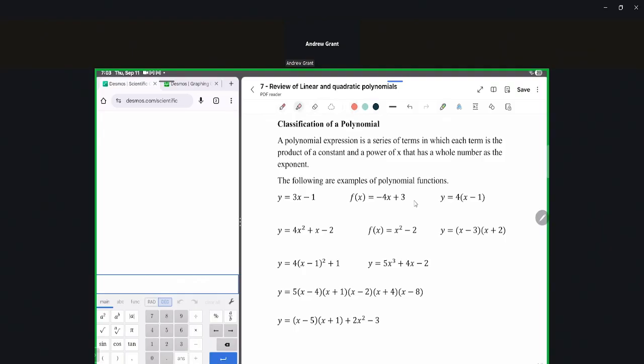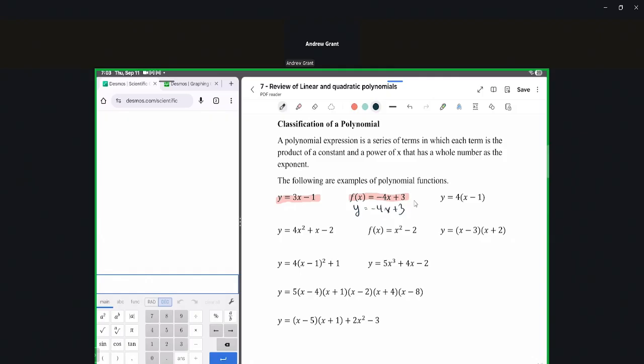So you can see here we've got y equals 3x minus 1, f of x equals negative 4x plus 3. Do note that I could have written that f of x function merely as y is equal to negative 4x plus 3. I just wanted you to get used to the notation that f of x does exist, and we're going to be using it on occasion. So the first two here are just written in y equals mx plus b form.